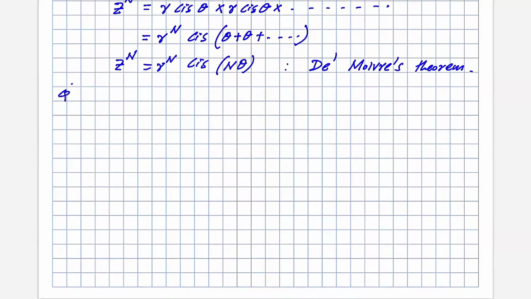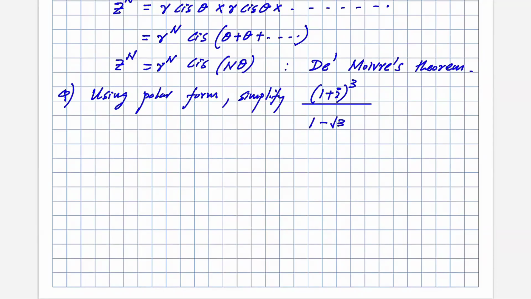Okay, let's do this question now with that knowledge. Using polar form, simplify 1 plus I to the power 3, over 1 minus square root 3I to the power 5.